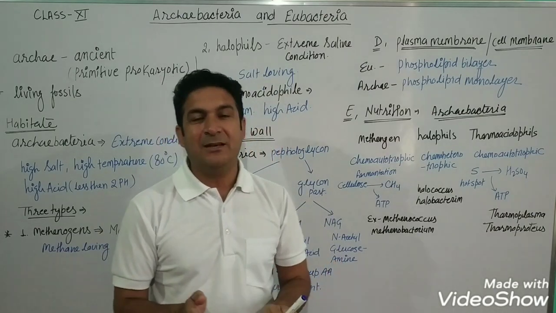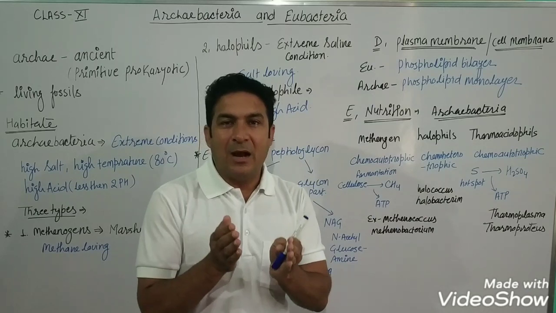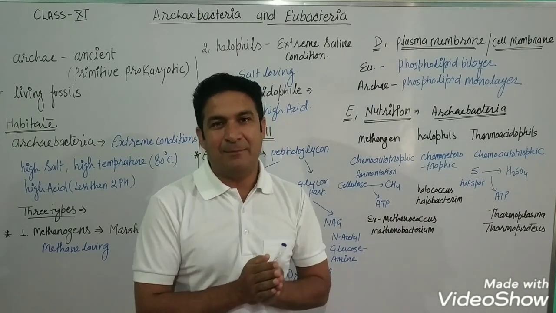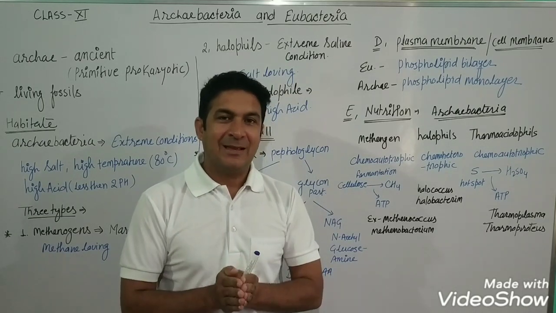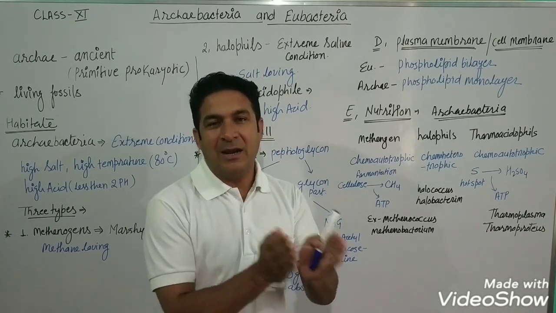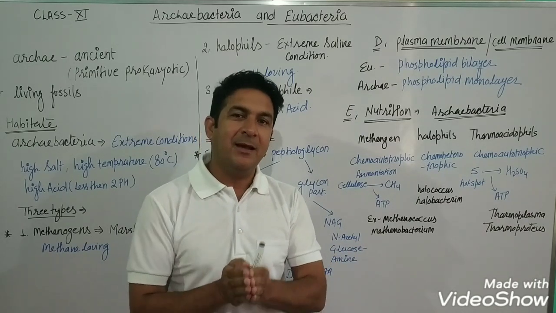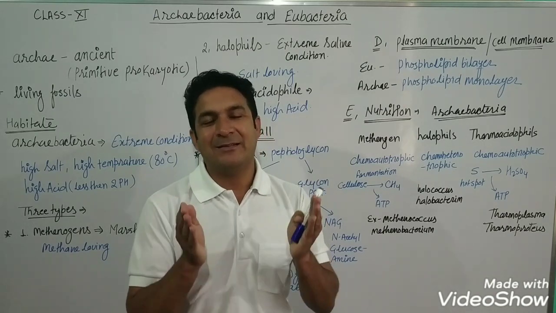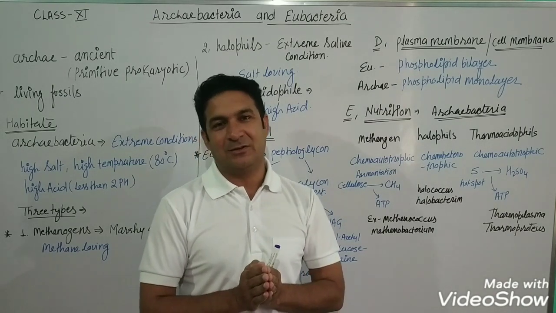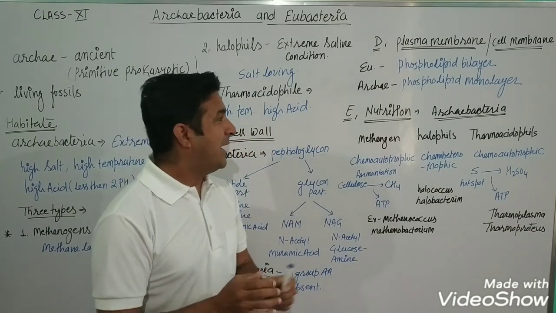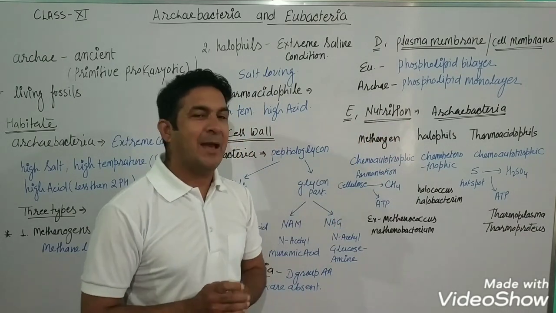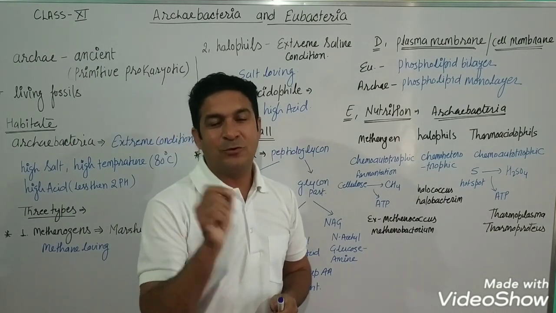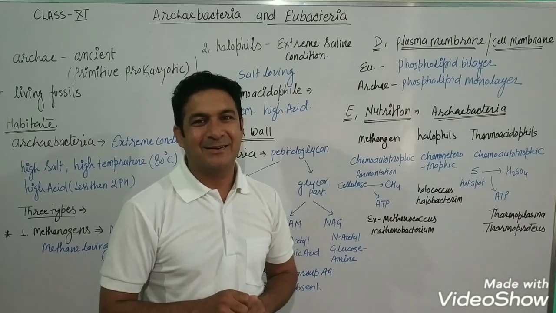So here you have seen the differences in the Archaebacteria and Eubacteria cell wall and plasma membrane or cell membrane. These two differences make the Archaebacteria different from Eubacteria, and because of these two differences only, the Archaebacteria can survive in extreme conditions. Now we will see the nutritional habit, and we will discuss it first with the Archaebacteria.